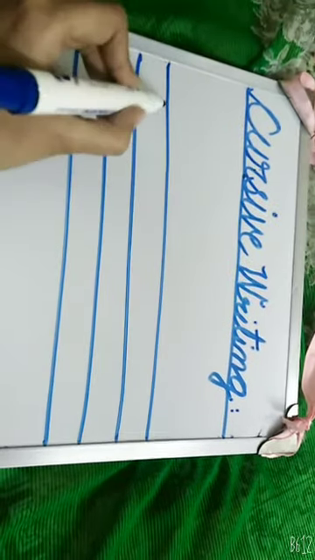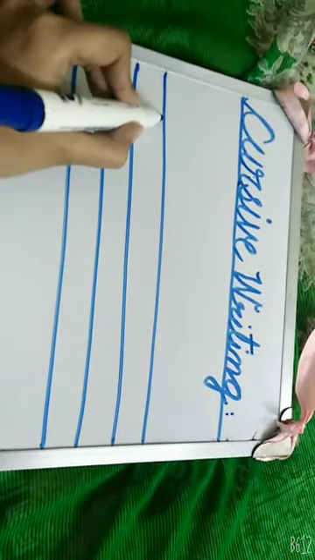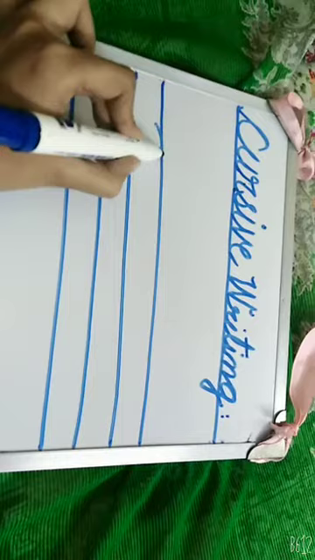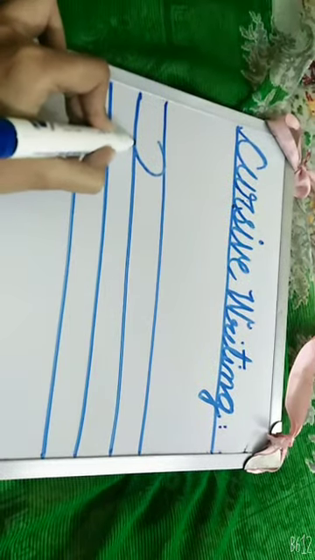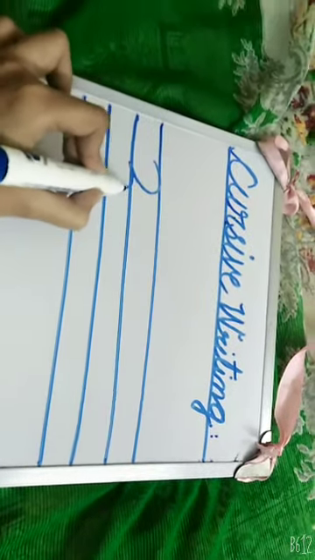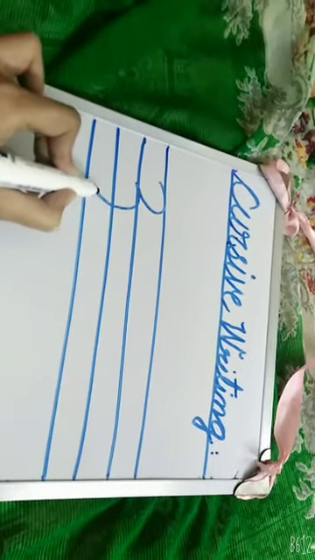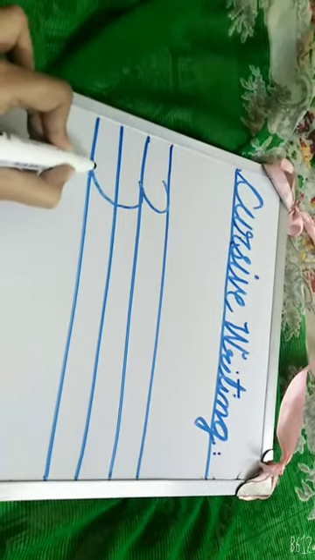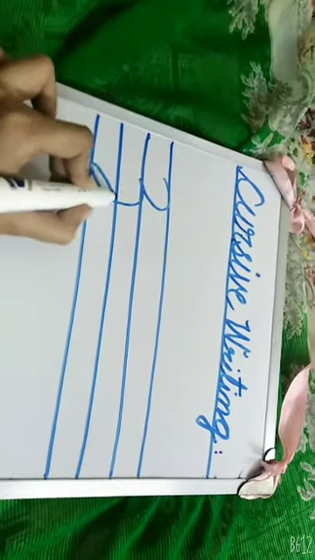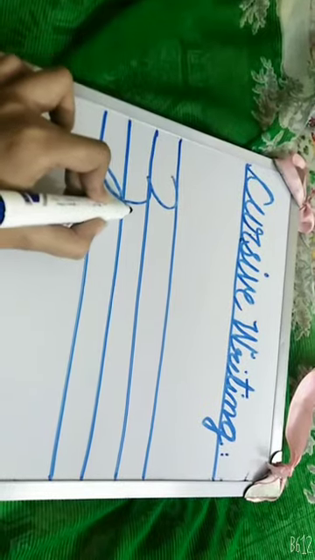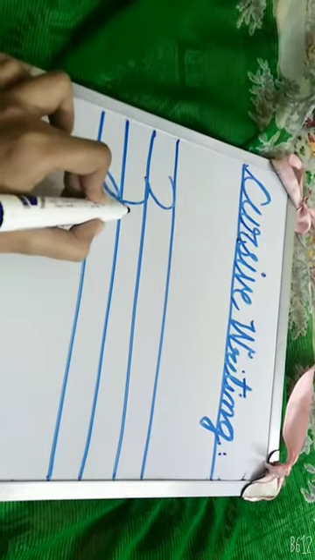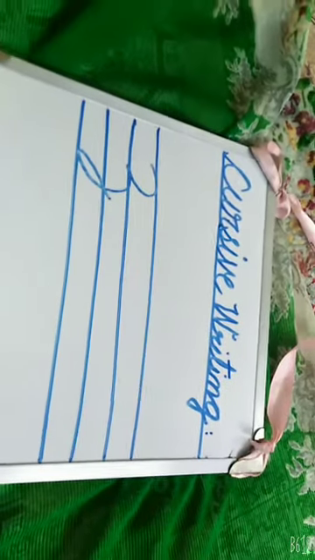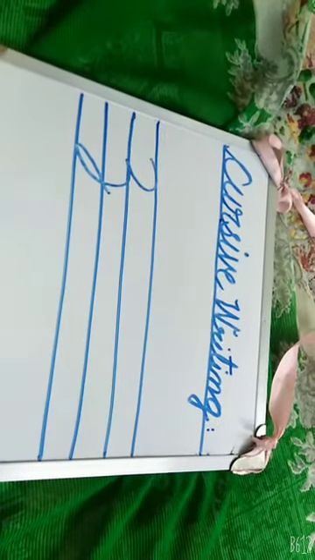Bring your marker near to first line. Touch the first line. Make curve here. Then touch the second line. Then move your marker downward on fourth line. Make loop here. Then move your marker upward diagonally after touching the third line. Pick up your marker. Here is uppercase character Z.